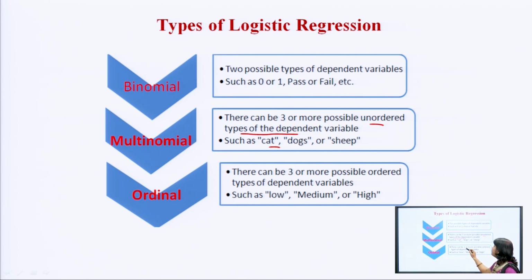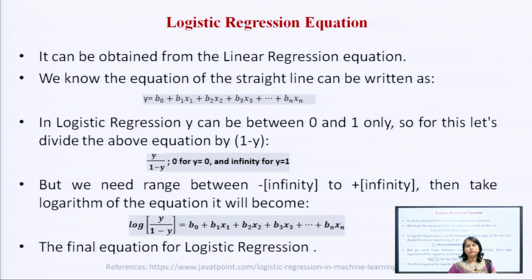And when three or more possible ordered categories are provided, then you will use ordinal regression. That means low, medium, high: there is an ordering, after low it will be medium and after medium it will be high. Here you will use ordinal regression. So, basically, what is logistic regression?